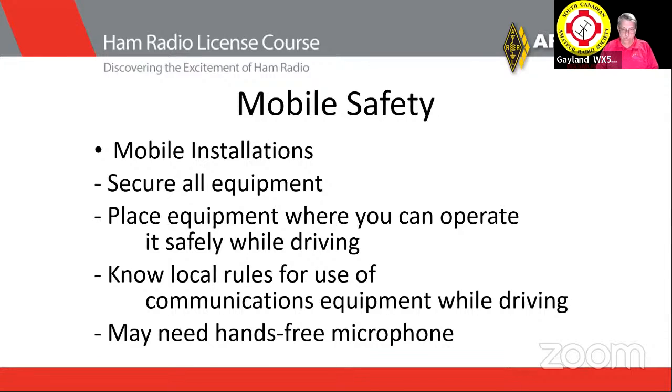Know the local rules. In Oklahoma, amateur radio operators are allowed to use your equipment while driving. Hands-free microphone's always a good idea anyway. It's not necessarily mandated in our state. If you go to a different state, you might want to check the rules.